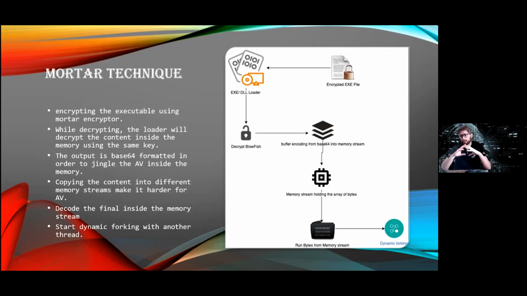After the decrypting has been done in place, the output is in base64 format. That's on purpose. I did that after a lot of attempts, the purpose being to jangle the AV inside the memory. Imagine that you are doing this process inside the memory, and the output is also base64. The AV cannot understand what is happening here.